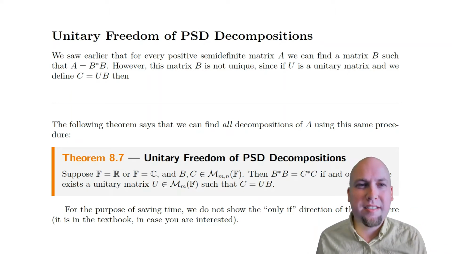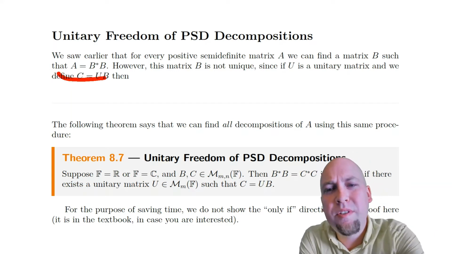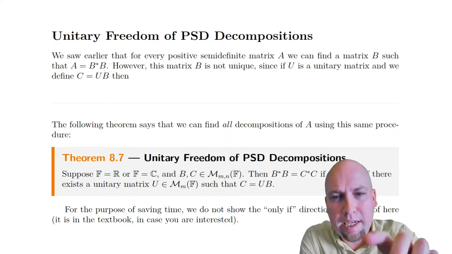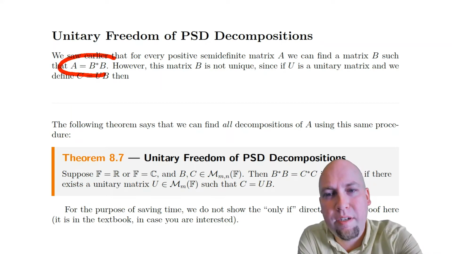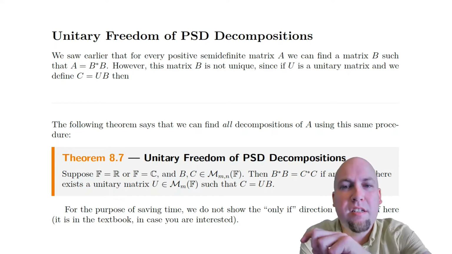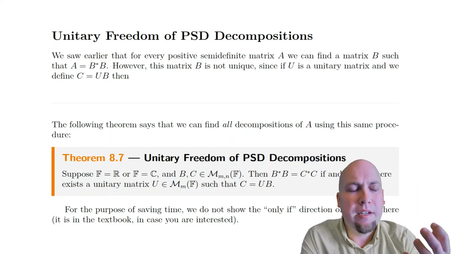Okay, so what is this Theorem 8.7? Well, it answers the question of what the different decompositions of a positive semi-definite matrix look like. What I mean by that is, remember, every positive semi-definite matrix A can be written in this decomposed way, B star times B. Well, that matrix B is very, very not unique.